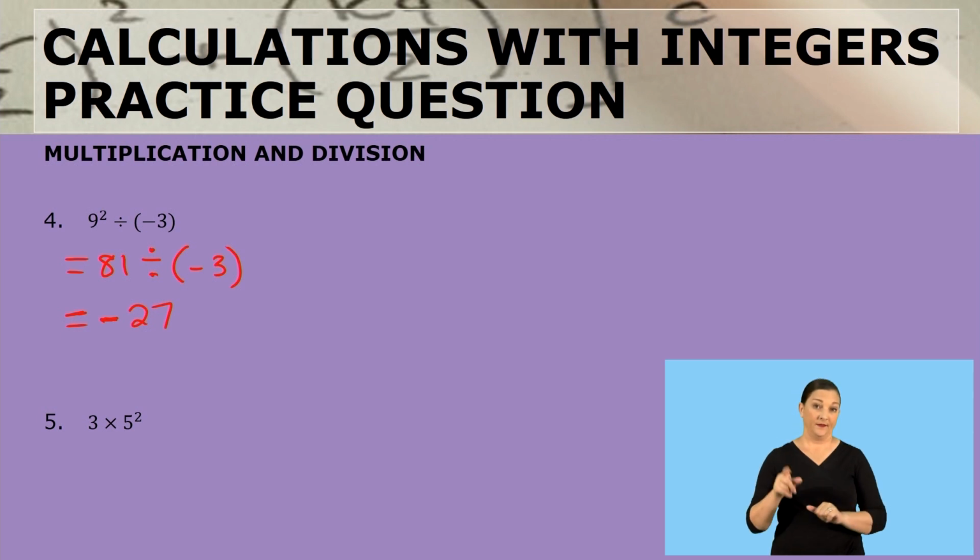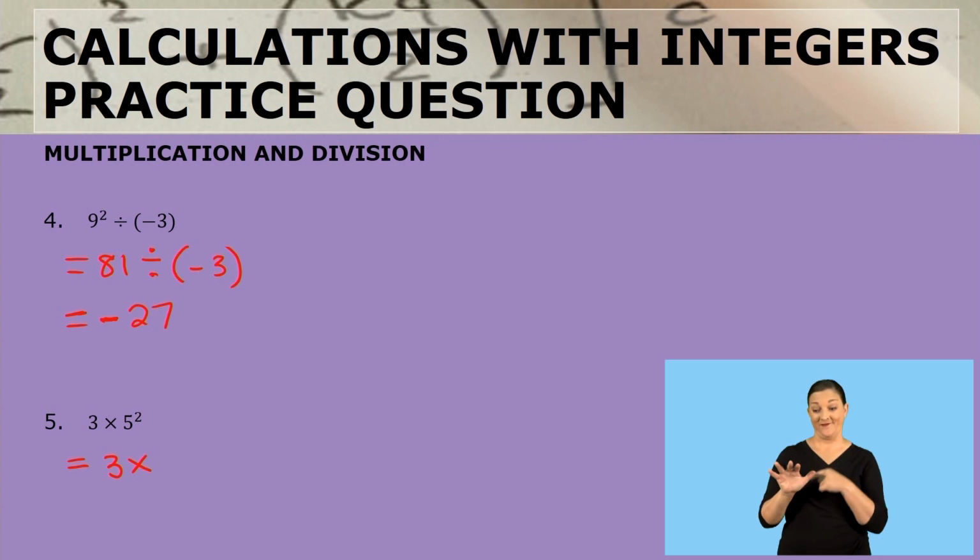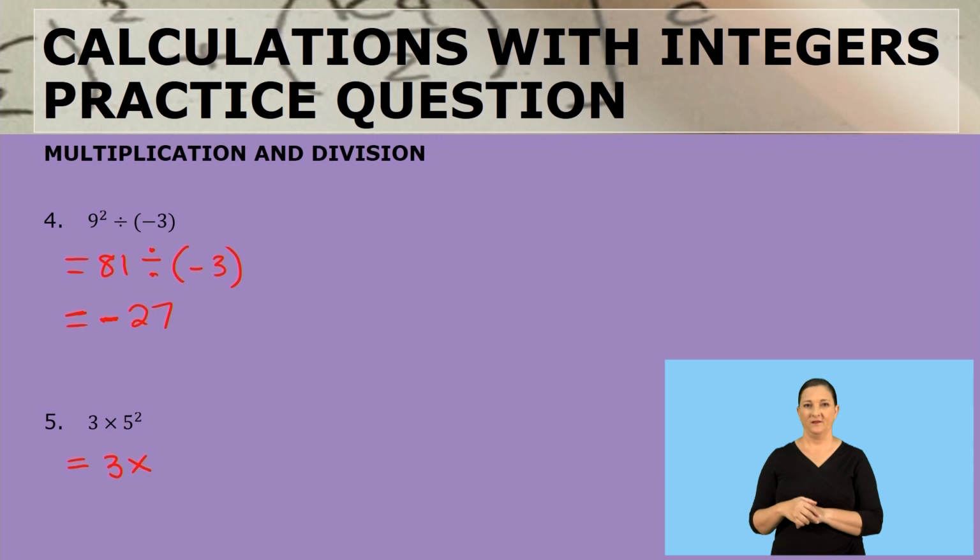Let's move on to the next one. Here we have a positive 3 multiplied by 5 squared. So we are going to start with that square, and that is going to be a 5 multiplied by a 5. And 5 multiplied by 5, remember, we are squaring, the answer is going to be positive. Even if it were a negative 5, the answer was still going to be positive because we are squaring. But now we are dealing with a positive 5, and a positive 5 multiplied by a positive 5 is 25.